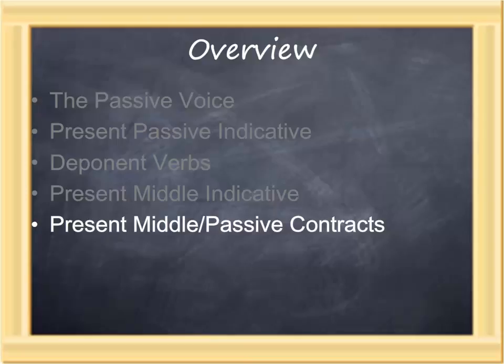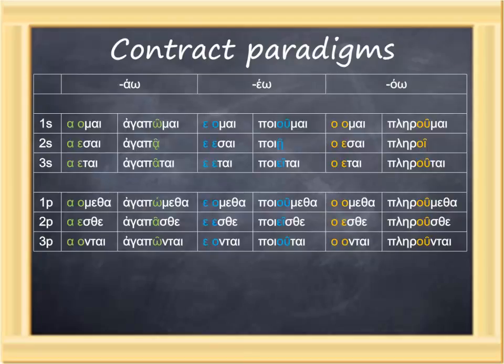The last topic for our consideration in this lesson is what happens when a middle passive ending is added to a contract verb in the present tense. This chart shows the various patterns where a passive ending and a connecting vowel are added to a contract verb. Color-coded are the contractions, and they are all quite straightforward.